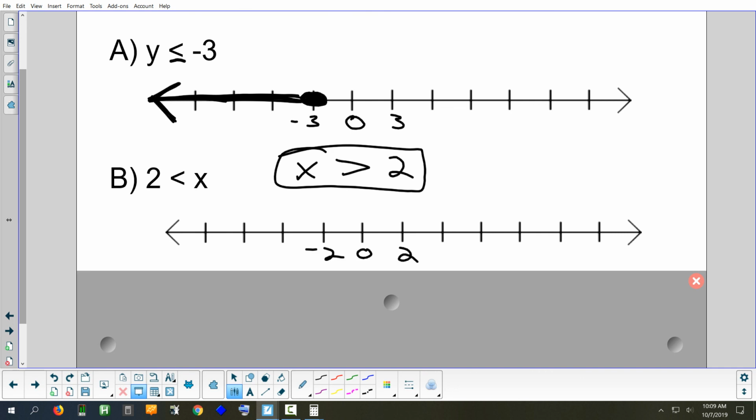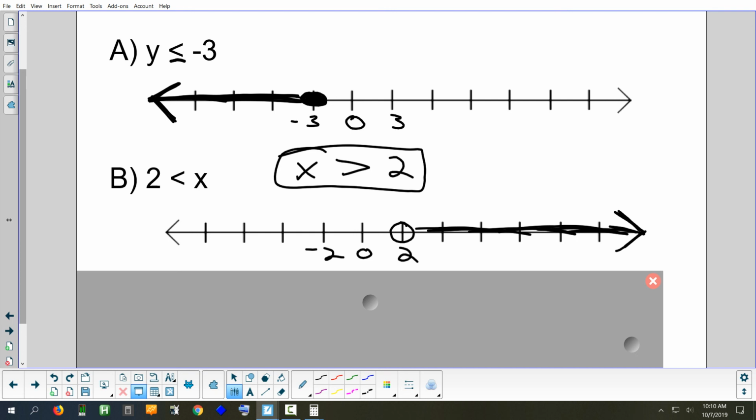If you did 0, 1, 2, that's okay too. So how about, Stephen, what kind of circle? Open on 2. Open circle. I'm going to put it right on 2. And which way am I going to shade? To the right. Yep, I'm going to shade to the right. And that's it. Open circle on 2, shade to the right. Questions on that?